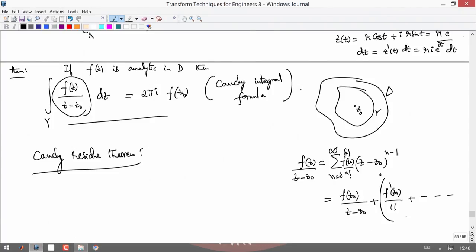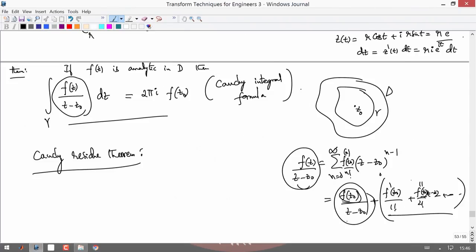This does not have any singular point, because these are all powers: f double dash of z naught by 2 factorial into z minus z naught, and all the remaining are z minus z naught squared, cubed, and so on. So the coefficient of 1 by z minus z naught is actually the residue, the Cauchy residue, that is called the residue of this function f of z by z minus z naught.